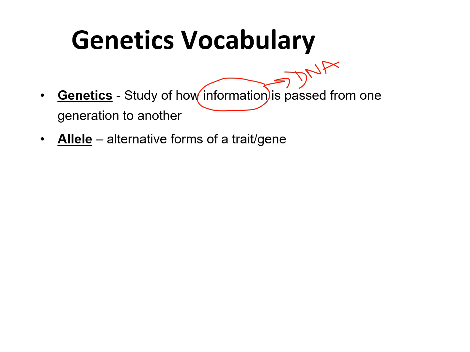So he used the term allele as an alternate form of a trait. And so of course, we know that this is a gene now. But the term he used was allele. So we still use this, but just keep in mind that an allele is basically a gene. So it's an alternate form of a trait.